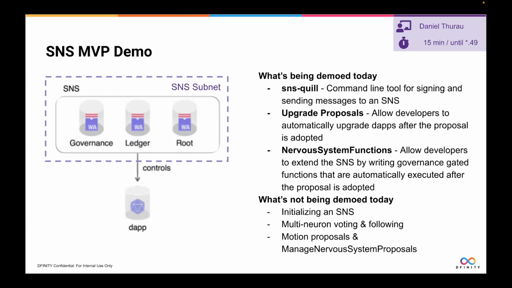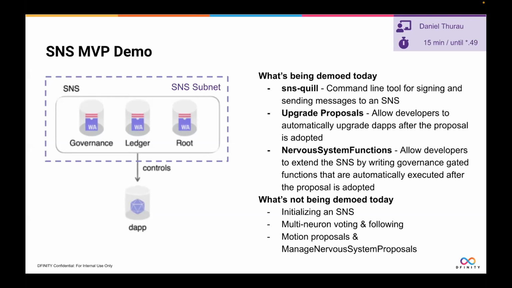I'll also be showing upgrade proposals, a very requested feature, so developers can continue to upgrade and develop their dApp in a decentralized way. And I'll be showing nervous system functions, which is the solution we came up with for developers to extend the SNS by writing secure governance gated functions that will automatically be executed after the proposal is adopted. There are many use cases for this, but I'll be demoing a small one for airdropping. However, as I said, there are many use cases. For instance, OpenChat is planning on doing large upgrades using this system.